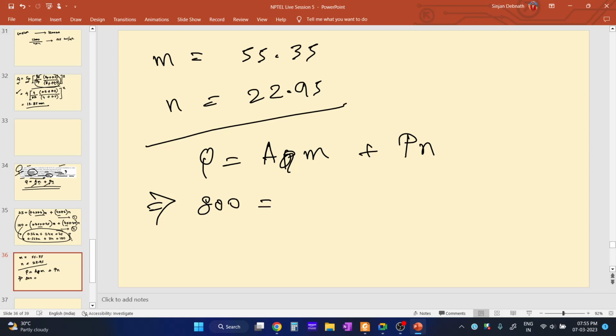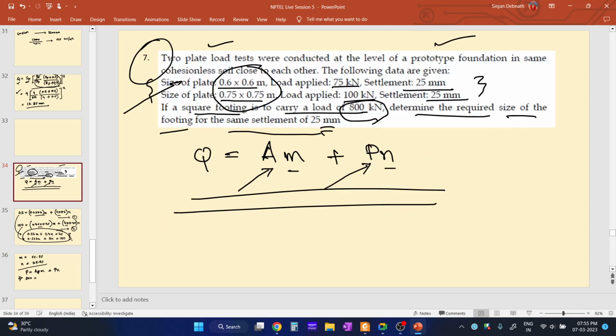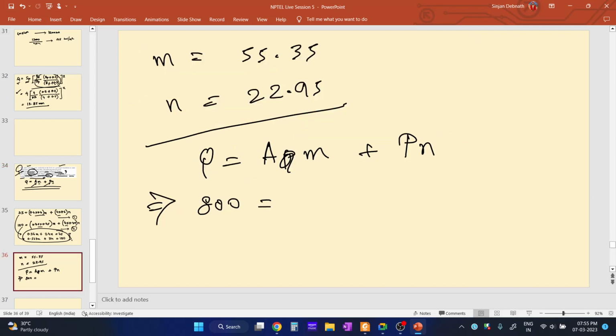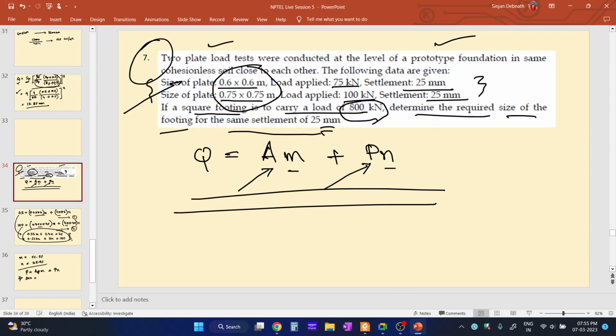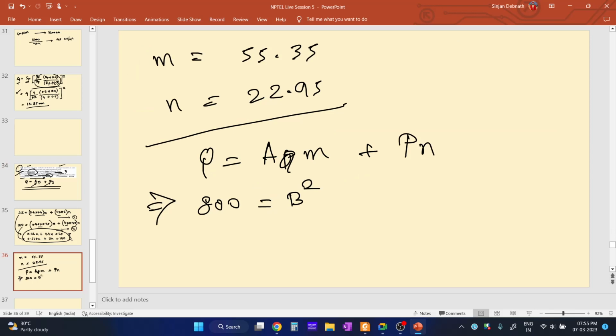800 equal to A, the area of the footing. We don't know the size of the footing because we have been asked to find it. So suppose the breadth of the square footing is B. Then the area is B square, and we know the value of M, it is 55.35. We also know the perimeter: if the breadth of the footing is B, then the perimeter is 4B. We know the value of N, it is 22.95.